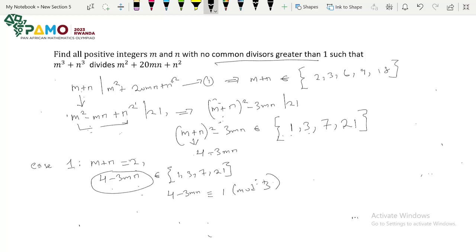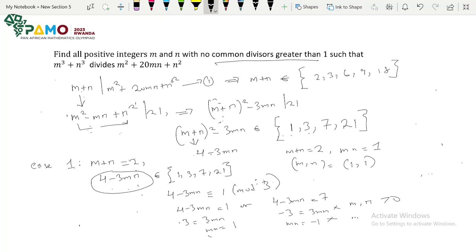So whatever 4 minus 3mn is going to be, when you divide it by 3, the remainder has to be 1. So it means that 4 minus 3mn is either going to be equal to 1 or 7. If we solve, this is 3 equals 3mn, so mn equals 1, or minus 3 equals 3mn, and mn equals minus 1. This one will not work for obvious reasons, because mn is positive, so there are no solutions here. So when m plus n equals 2, the only thing we have to worry about is mn equals 1, and the only solution is 1, 1, because 1 plus 1 is 2 and 1 times 1 is 1.